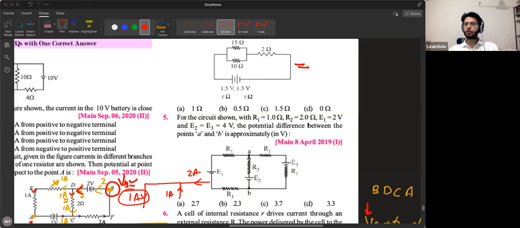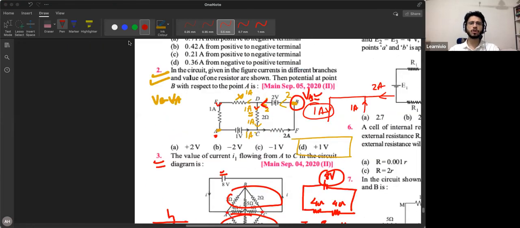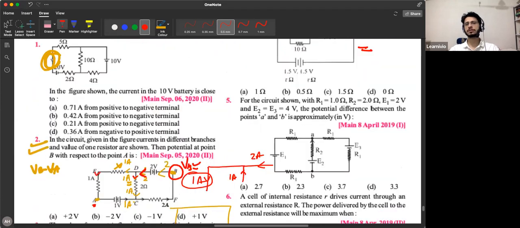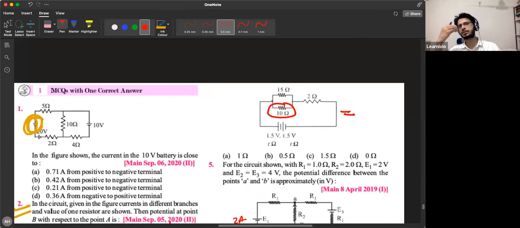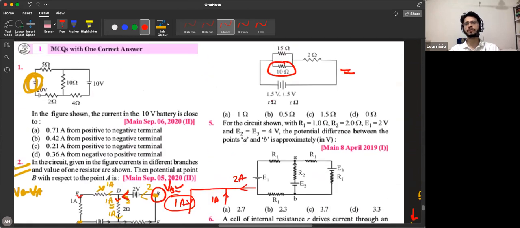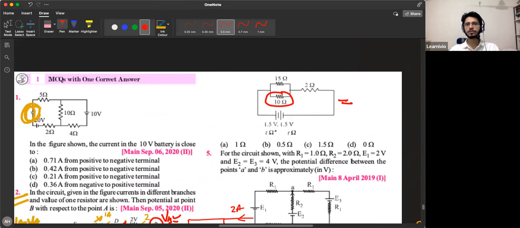Answers. The question says the voltmeter reads 2 volt across the 10 ohm resistance. That simply means voltage across this 10 ohm resistance is 2 volt. And what you're supposed to calculate is the internal resistance of the cell. You have two cells of internal resistance R and R. Straightforward formula based thing. Answers. Nabil, Ahmed.